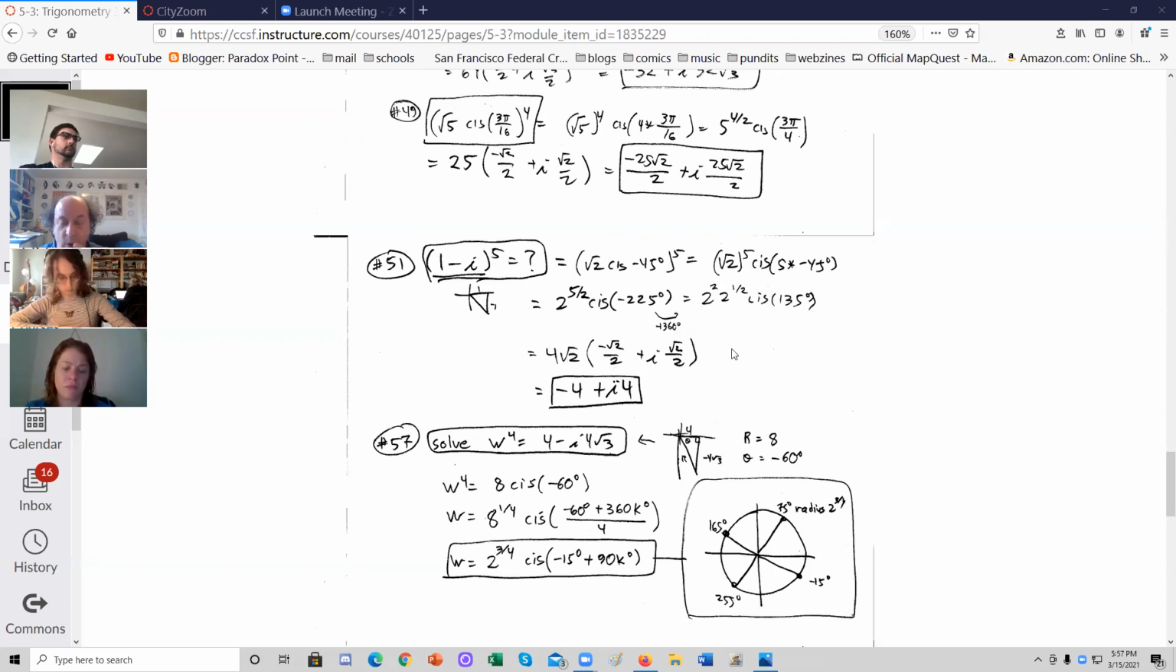Then if you multiply it out, some root 2's multiply out, and then they cancel against 2's. And you get minus 4 plus I times 4 to the 5th power of that.